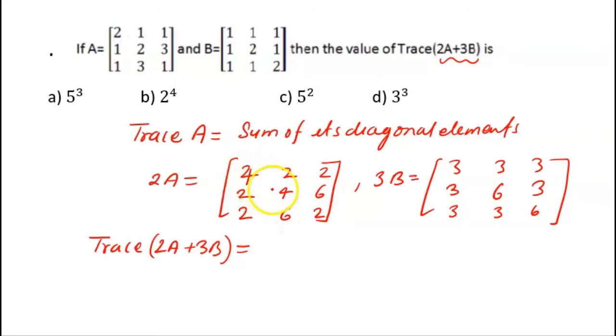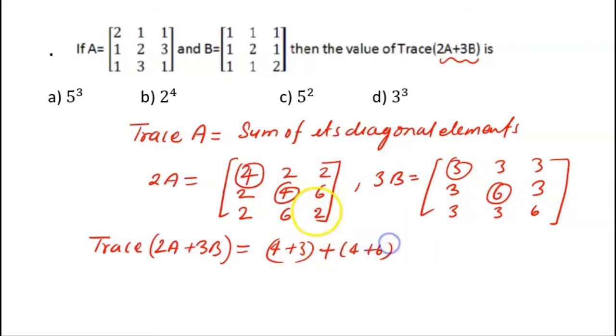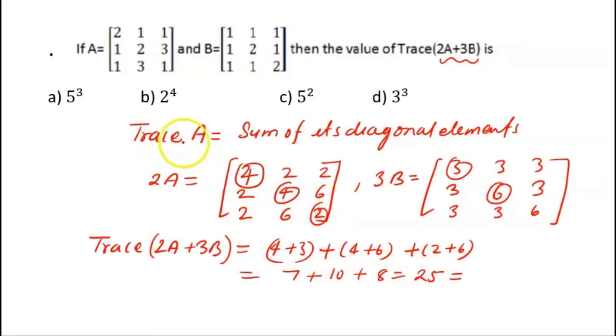So the trace means the sum of the diagonal elements of this plus of this. What will be the first diagonal element? 4 here and 3 here, so that will be 4 plus 3. What will be the second diagonal element? 4 and 6 here, so I get 4 plus 6. The third diagonal element is 2 plus 6. So what are we getting in the end? 4 plus 3 is 7, 4 plus 6 is 10, and 10 plus this is 8, so 18, plus 7 is 25. So which option will be correct? 25 is nothing but 5 square, so option C will be correct. I hope up to this there is no doubt.